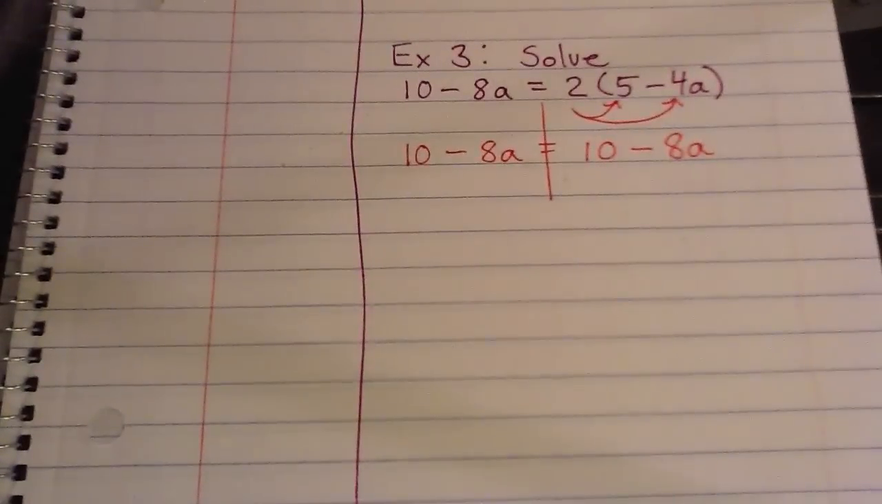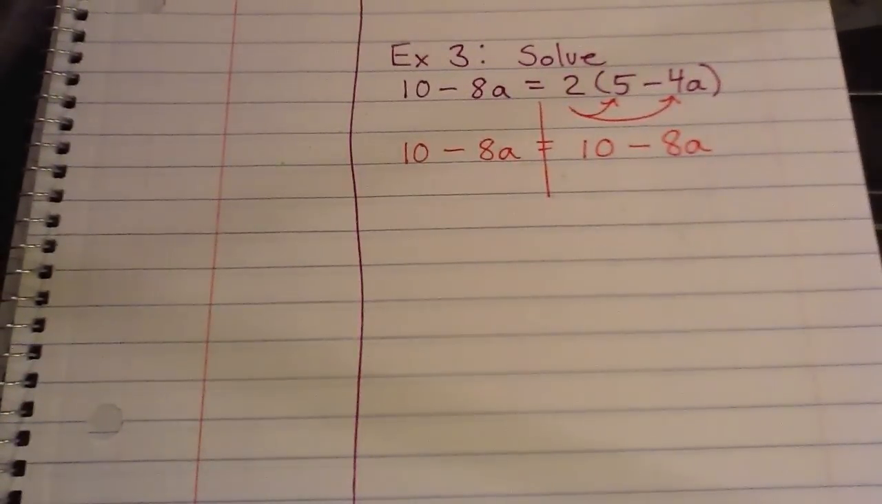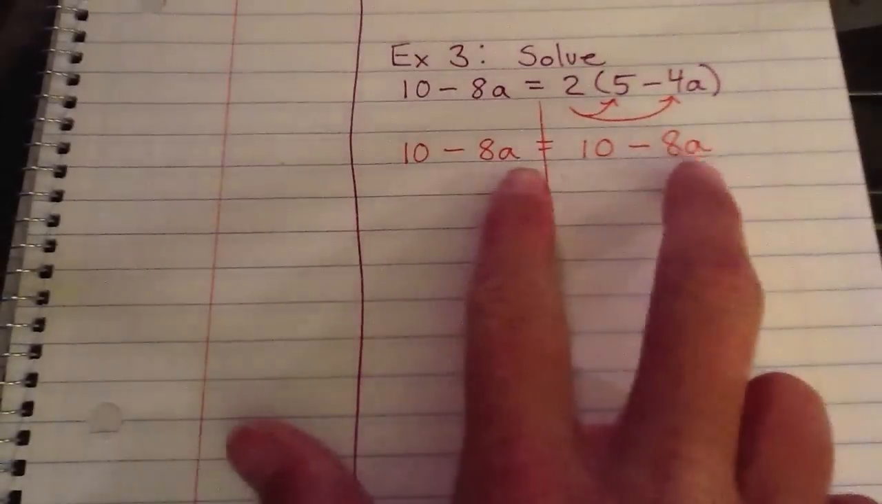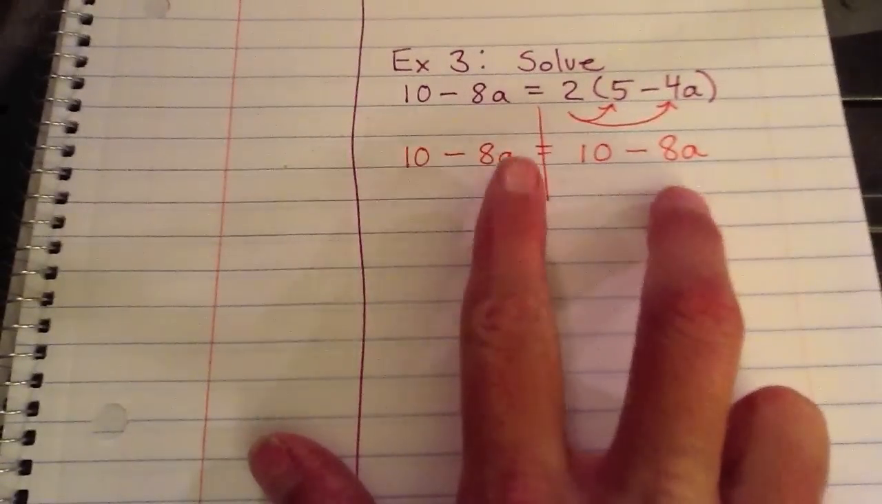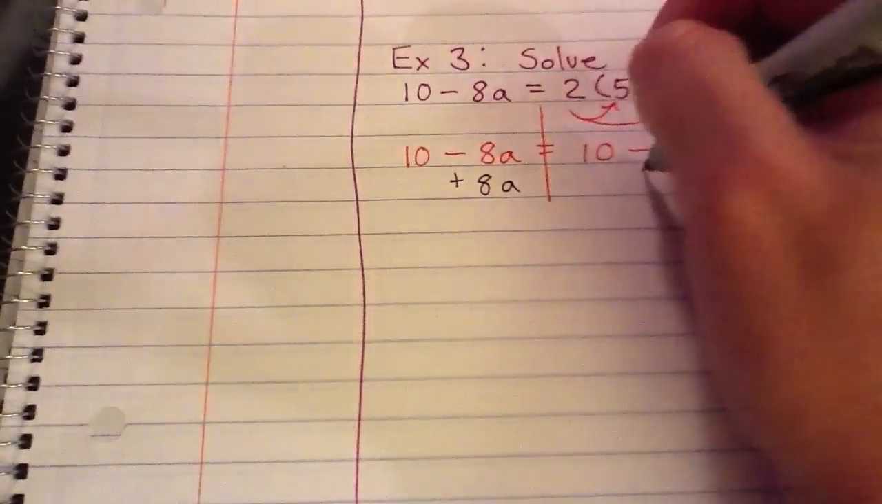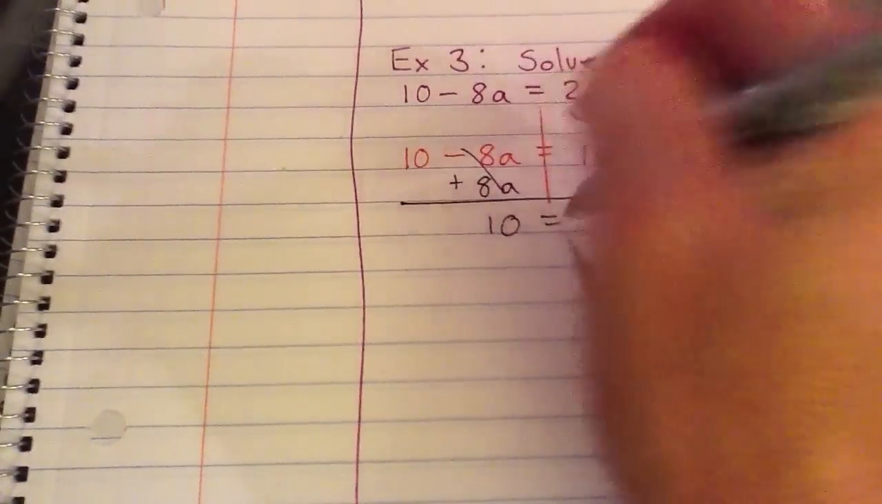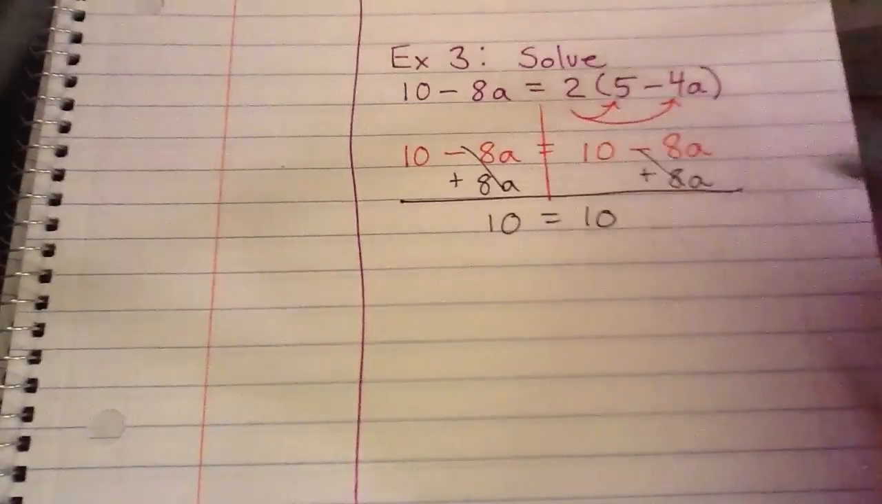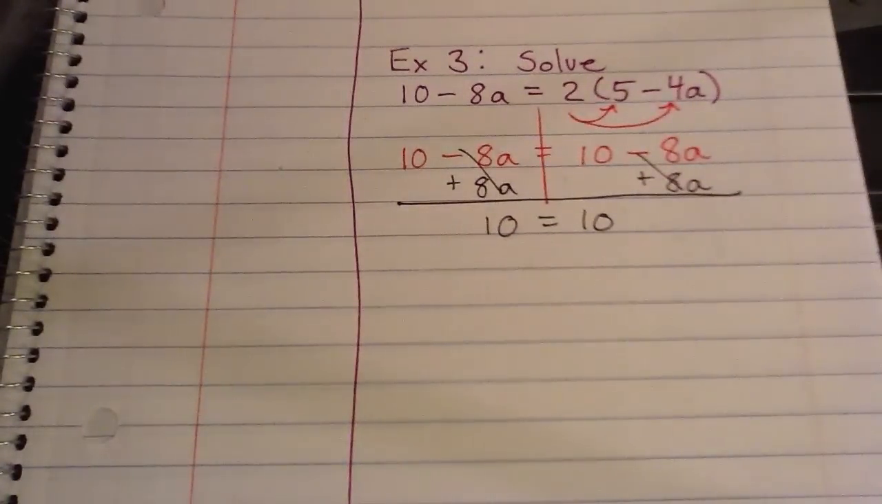Some of you might already notice something here. But I'm going to continue on just so you see what happens. So now I go to the next step, which is I have variables on both sides, so I need to move one or the other over. When I go to add 8a and add 8a, I end up with a 10 equals 10, and notice that my variables canceled on both sides.